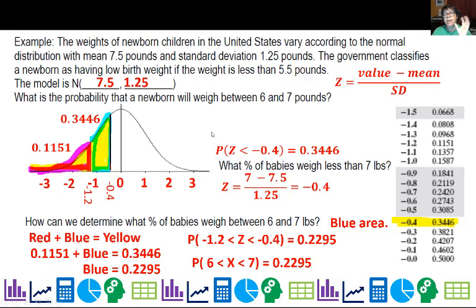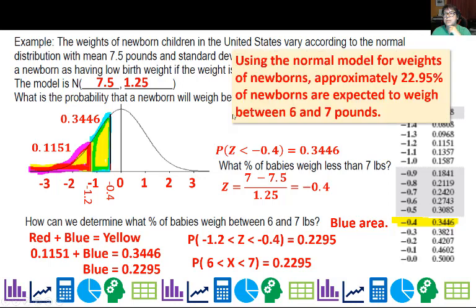So if I wanted to write a nice statement in context, I would say using the normal model for weights of newborns, approximately 22.95% of newborns are expected to weigh between 6 and 7 pounds. Be very careful about saying "will weigh" or things like that because we really don't know.